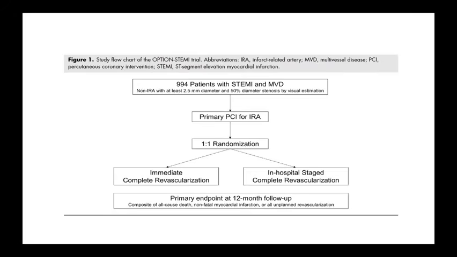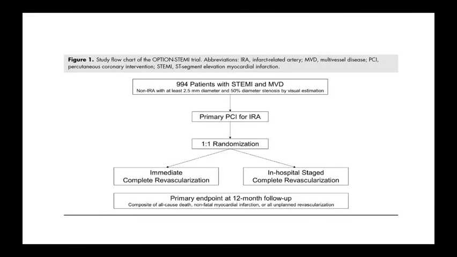994 patients with STEMI and multi-vessel disease. Multi-vessel disease defined as what? Defined as a 2.5 millimeter diameter coronary artery vessel showing 50% diameter stenosis by visual evaluation, other than the infarct-related artery. All of those patients underwent primary PCI. After they fixed the culprit artery, they were randomized in a 1-to-1 fashion.